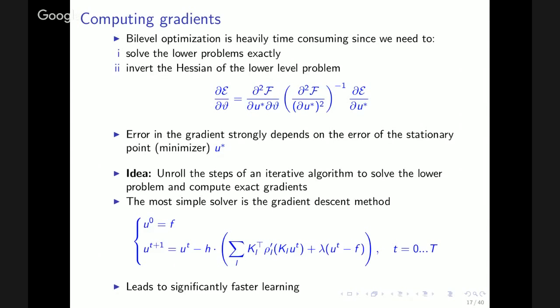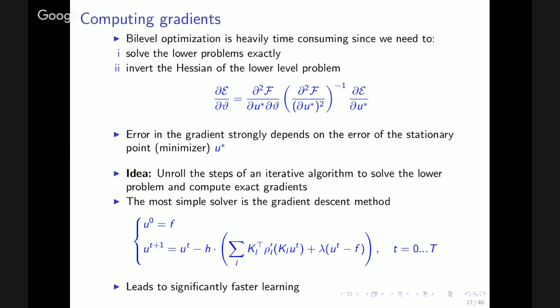So there's another idea, and this already brings us closer to what our most recent model is. There's a simple idea. You take your favorite solver for your lower level problem. Let's say it's gradient descent. Of course, they're much better, but let's say it's gradient descent, and you unroll the steps of your gradient descent, which looks something like this. You start, for example, with the noisy image as your initial guess, and then you just make a gradient descent. So h is the step size, and this is the derivative of your model. And let's say we do this for t iterations.